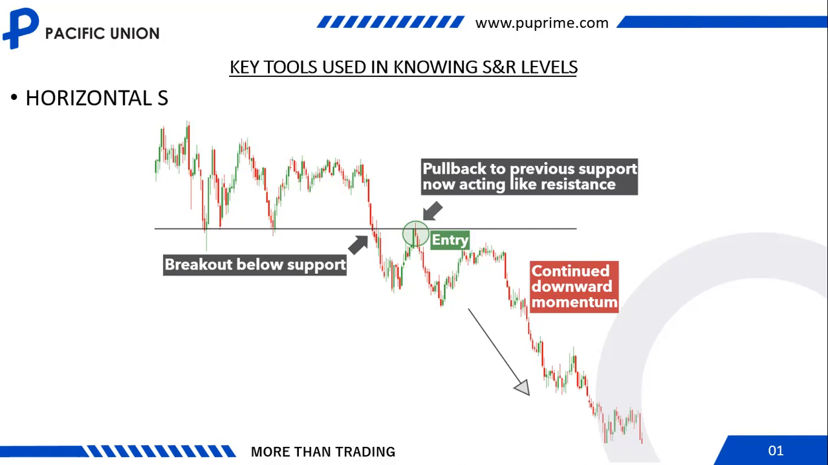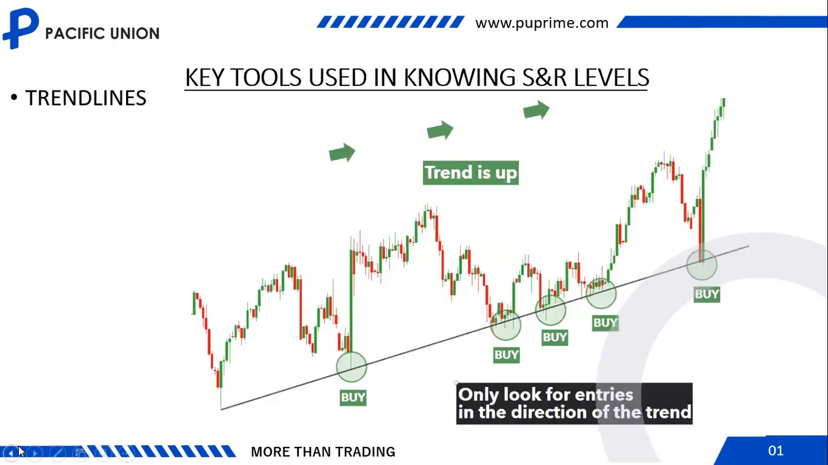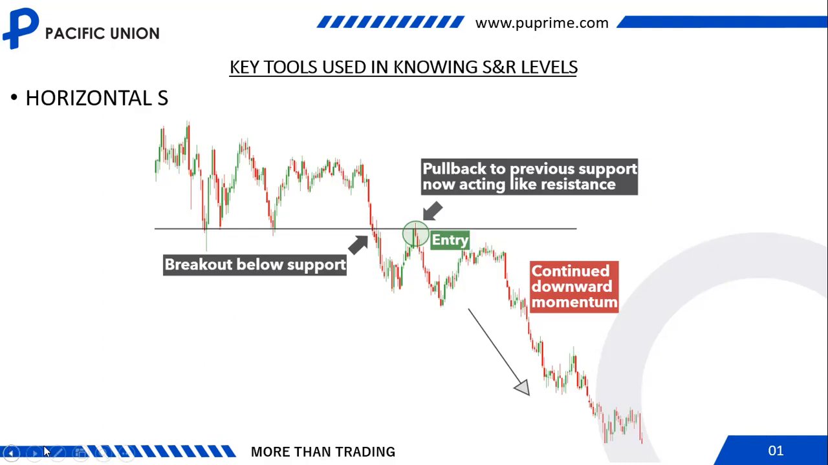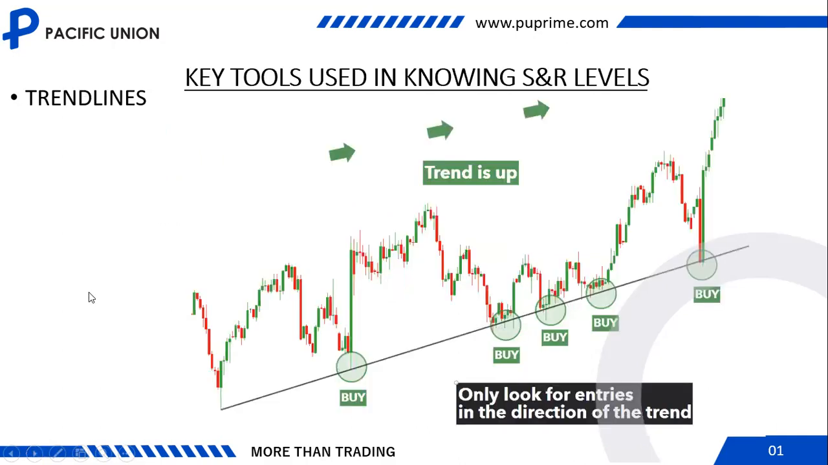So that's about it. Let's see another example. One other thing that you could use. The first thing we looked at was using horizontal lines to draw support and resistance, which we'll be looking at in a minute in practical terms. So now the second thing we'll be looking at is the trend lines.